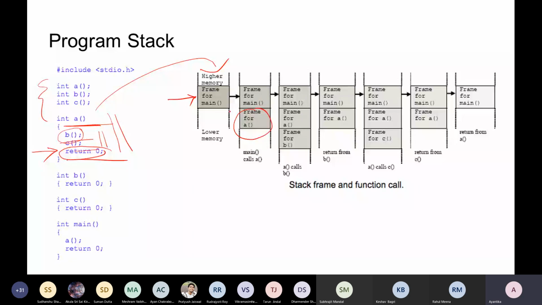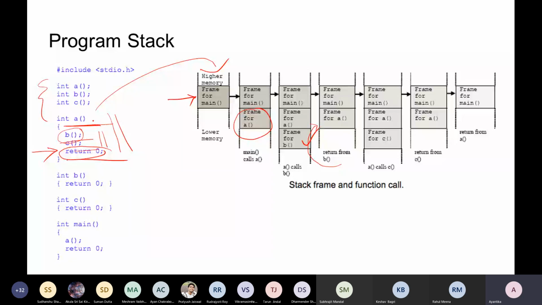Next, if you are calling A like this, then there is a frame for A, then a frame for B. Once B is complete, its frame is freed, and you are returning your program counter or your execution state from B. Then the counter comes back to the frame for A, and so on. Again it is calling C and so on.